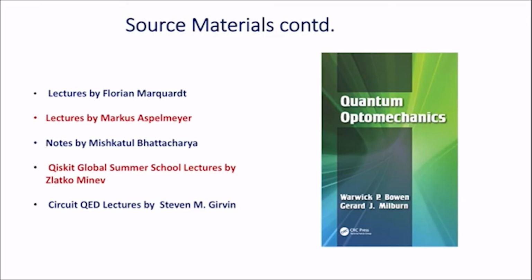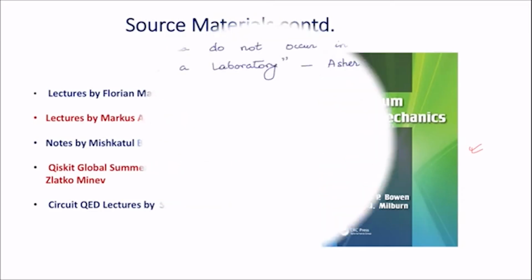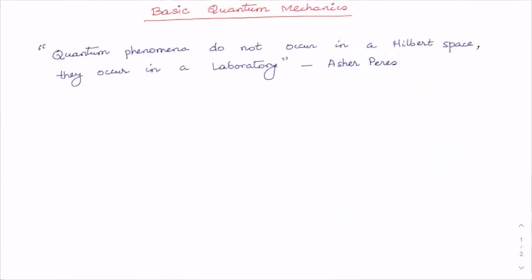And there is a very good book on quantum optomechanics. This book is on the advanced side, but once you complete module 3 you will be able to understand lots of the stuff in this book. This book is called Quantum Optomechanics, written by Warwick P. Bowen and Gerard J. Milburn. Let me now remind you about some basic quantum mechanics quickly.